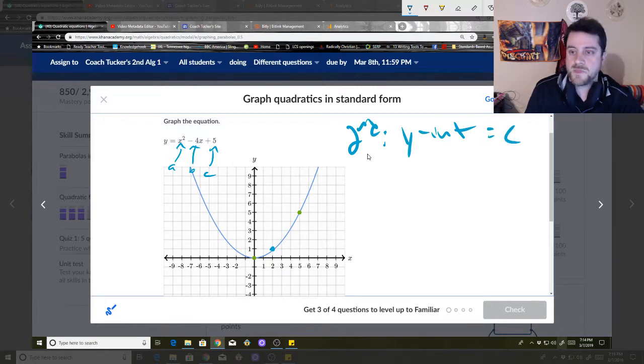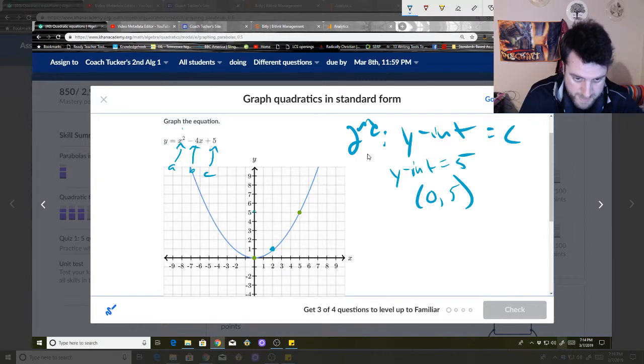It's C. Now, why is it C? Well, if you look at it, the key piece of information at the y-intercept is that x is 0. If x is 0, then 0 squared is 0, minus 4 times 0, all this cancels out, leaving 5. So the y-intercept is equal to 5, so 0, 5. So now I have another point here.